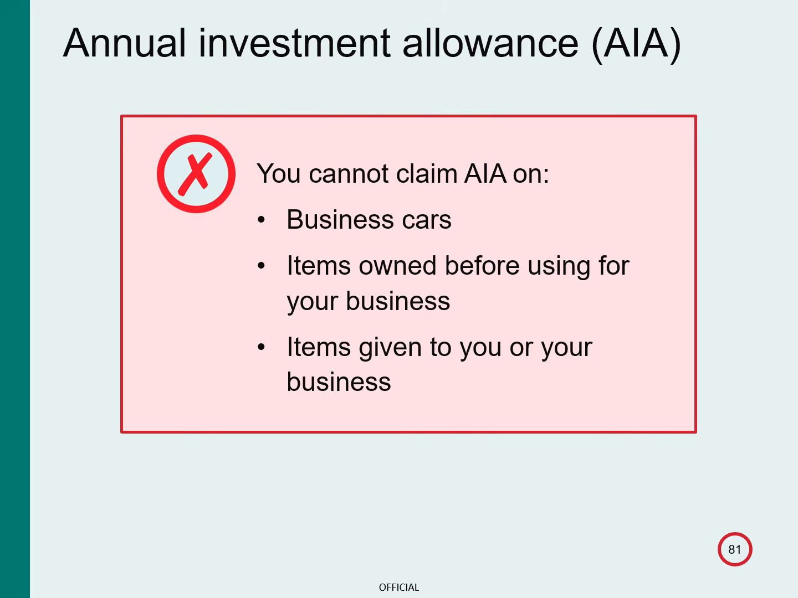However, you cannot claim AIA on business cars, items you owned before you started using them for your business, and items given to you or your business. You need to claim a writing down allowance for these.